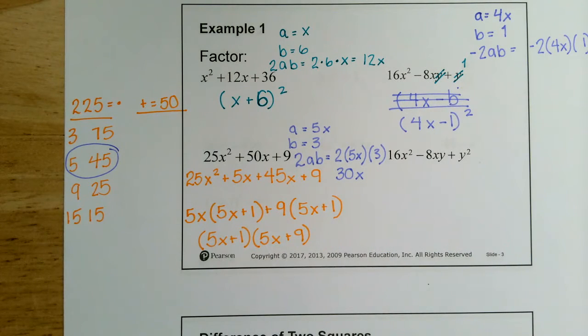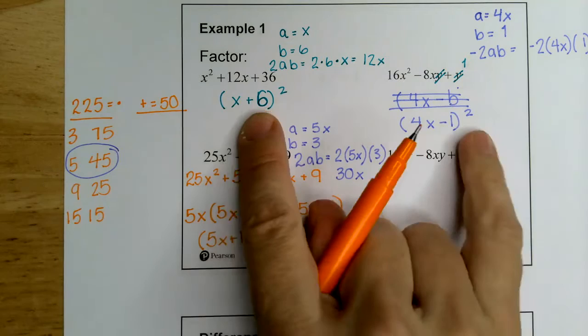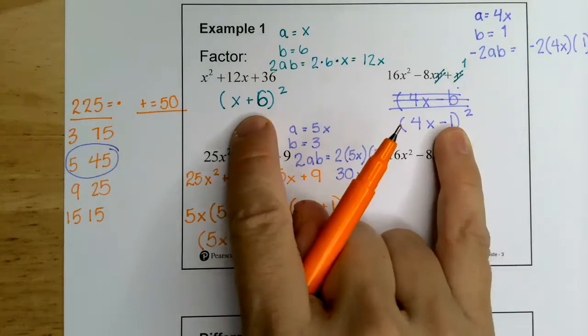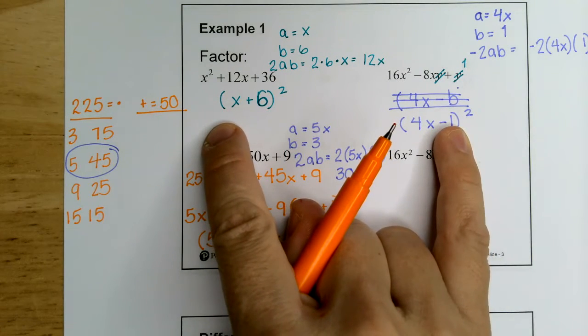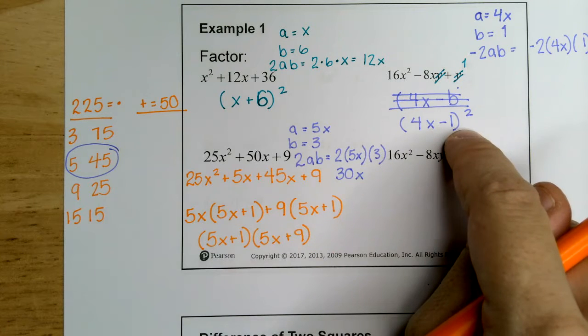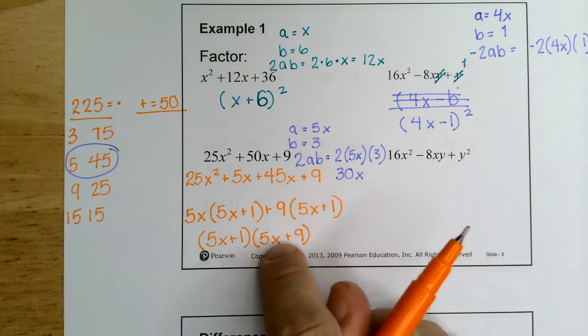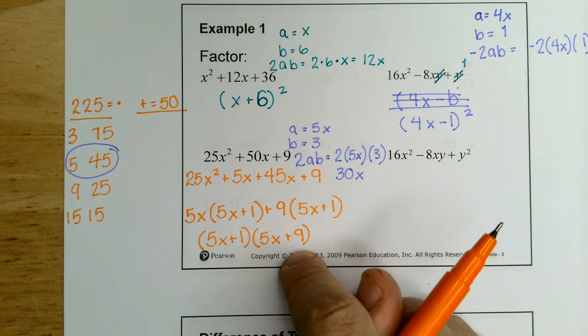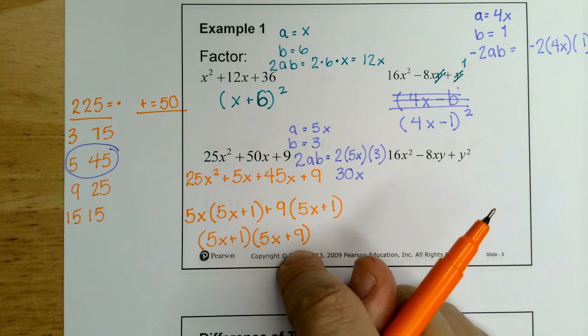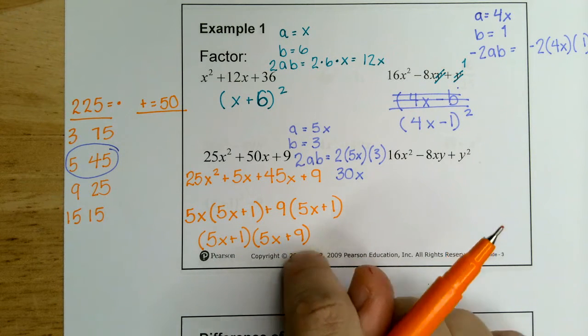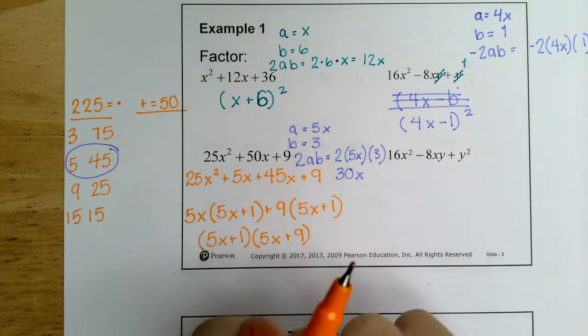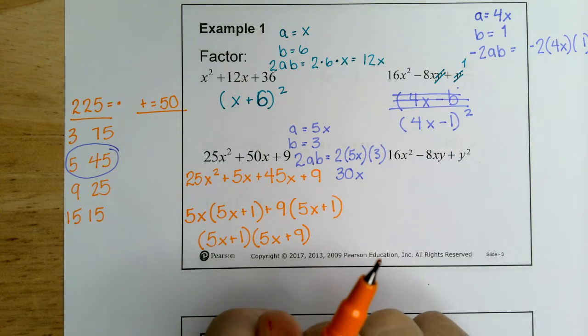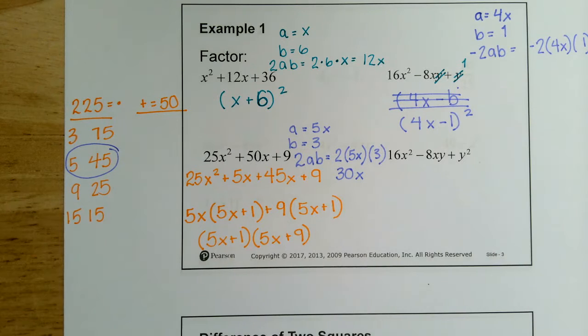Okay, so that wasn't a perfect square trinomial like these two. Perfect square just means x plus 6 times x plus 6, 4x minus 1 times 4x minus 1. These were a little bit different, but we still found them via factoring. So this is just a faster way to factor if you have the right perfect squares.